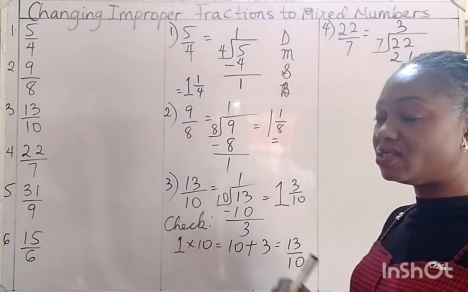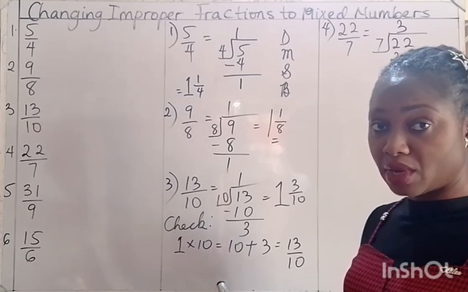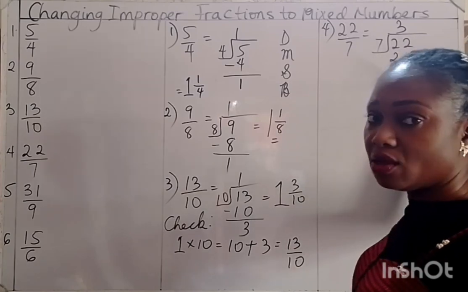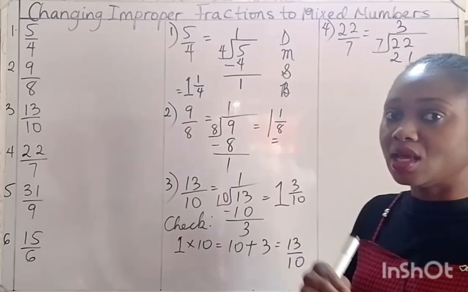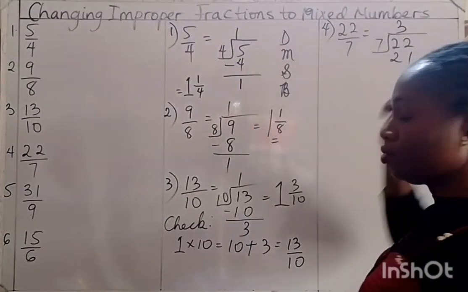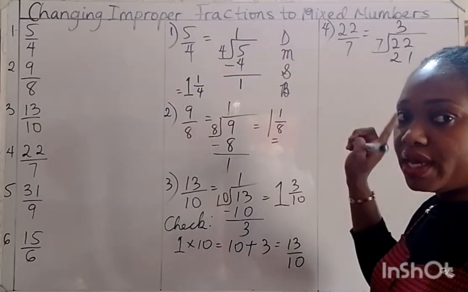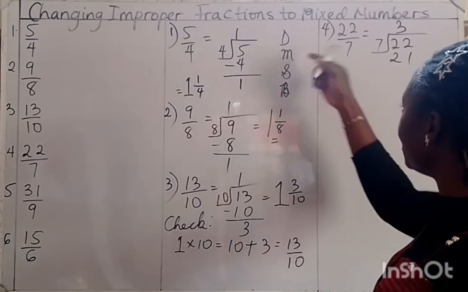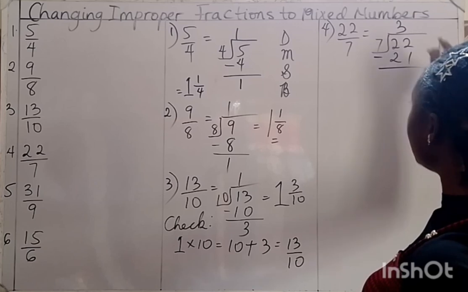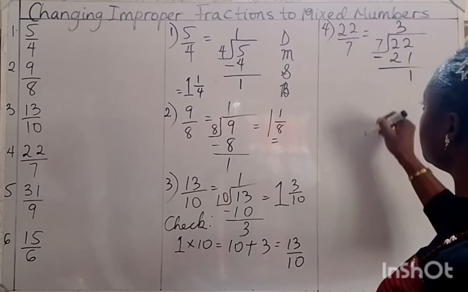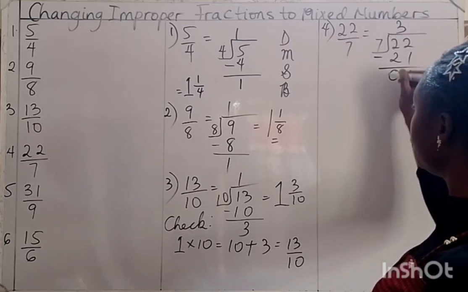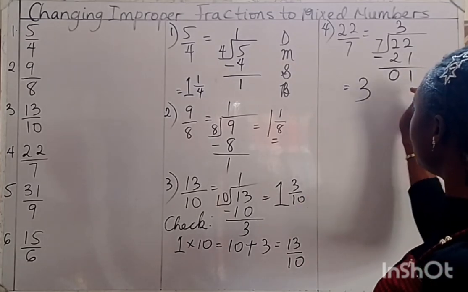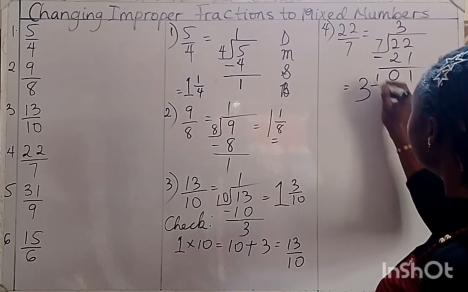For example, if you go with 7 times 4, 7 times 4 is 28, right? And 28 is greater than 22, so it won't work. We cannot take away a bigger number from a smaller number. So we have to go with a number that is less than the dividend. And that's why we went with what? 21. Because 7 times 3 gives us 21. And then the next step is to subtract. 22 minus 21 is 1. And this gives us 3 wholes. Then our remainder is what? 1. So 3 wholes, 1/7.